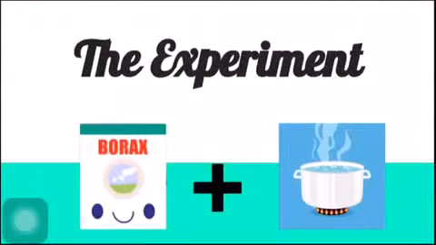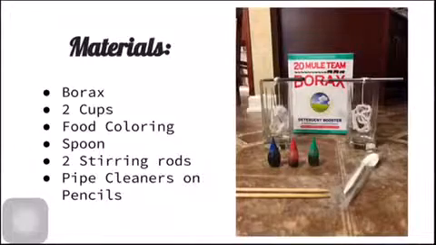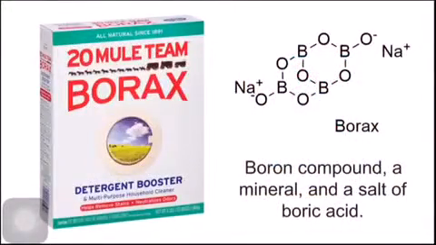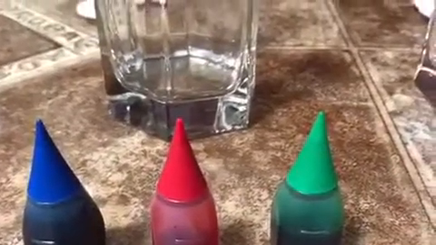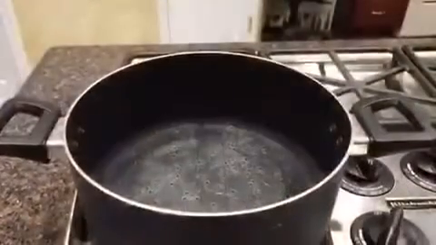To check this process of crystallization, I conducted an experiment making my own homemade crystals. To conduct this experiment, you'll need several materials. One major component is borax. Borax is a boron compound, a mineral and a salt of boric acid. You'll also need 2 cups with pipe cleaners attached onto pencils. You'll also need food coloring in a variety of colors, some wooden rods to stir the mixture, and boiling water.